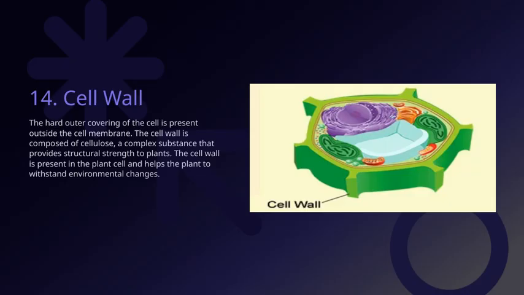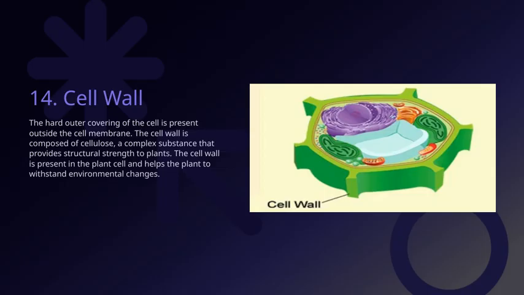Let's take a closer look at the cell wall. It's the hard outer covering of the cell, positioned outside the cell membrane. Think of it as a tough armor that protects the cell from external forces. The main component of the cell wall in plant cells is cellulose, which is a complex carbohydrate that gives the wall its strength. This structural support is crucial because it helps the plant maintain its shape and withstand environmental changes like wind, rain, or even mechanical stress.